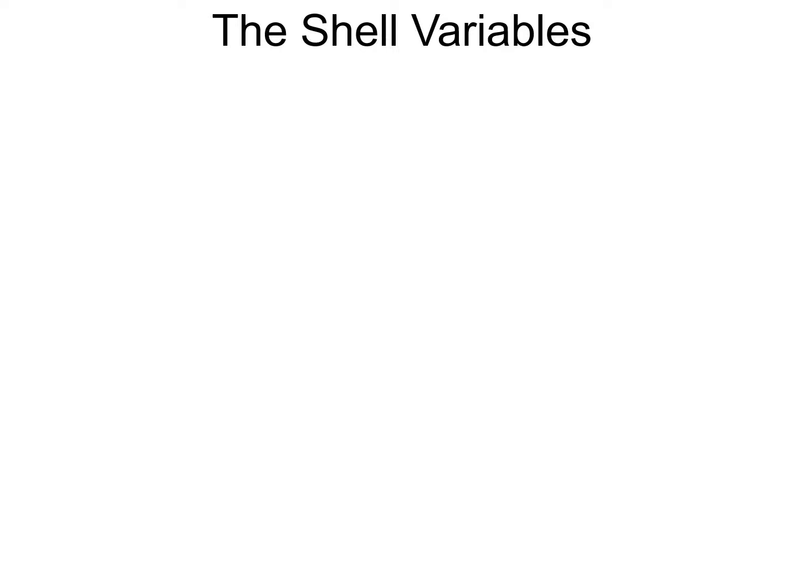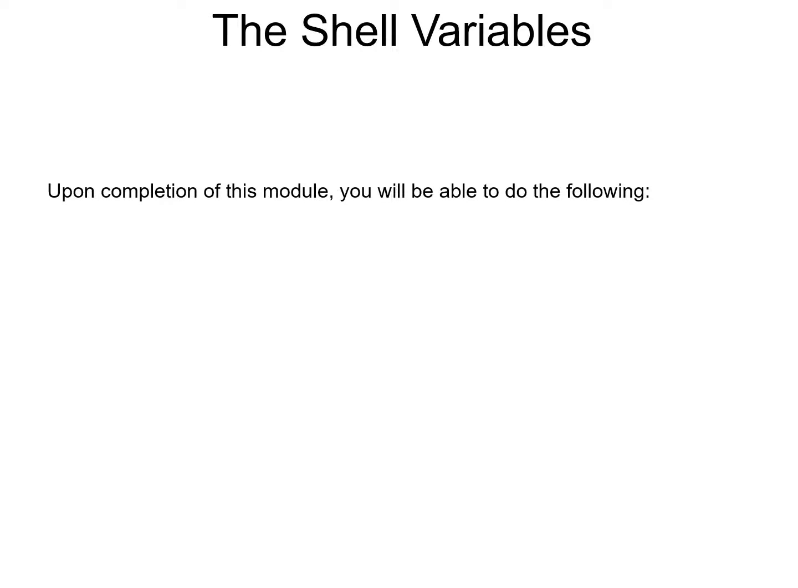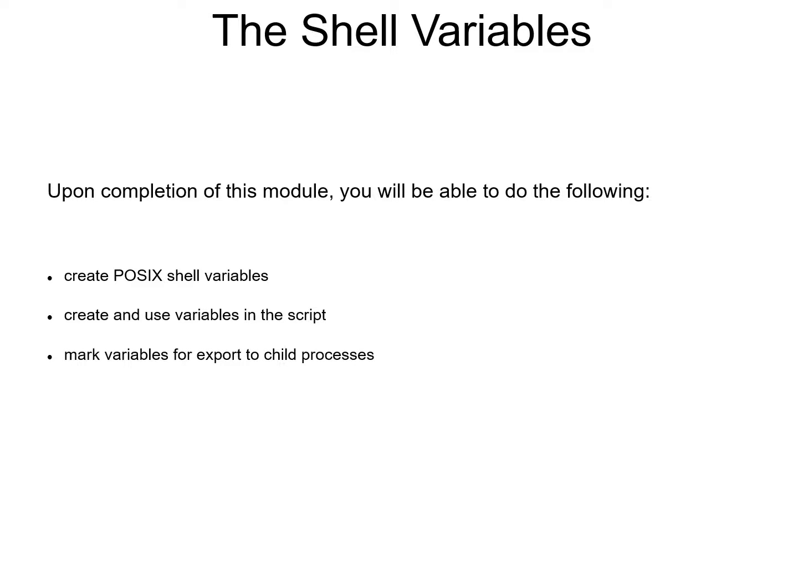Upon completion of this module, you will be able to do the following. Create POSIX shell variables. Create and use variables in a script. Mark some of the variables for export to child processes. Retrieve the contents of a variable and use concatenation and substrings.